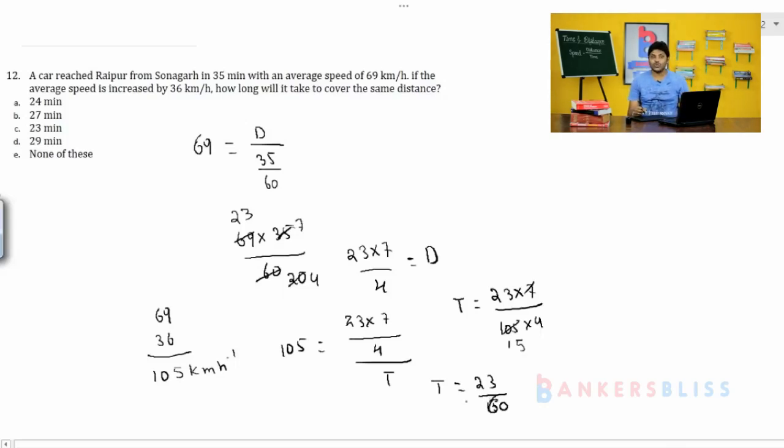But what you have to do? You have to calculate in minutes. Therefore, into 60 minutes, 60 got cancelled. You are going to end up with 23 minutes.